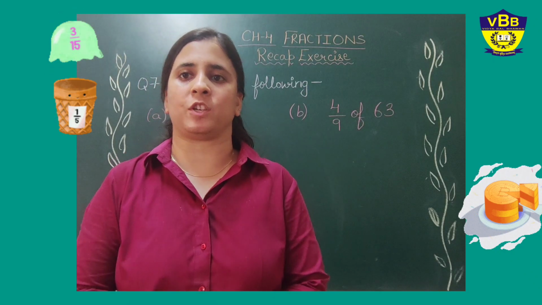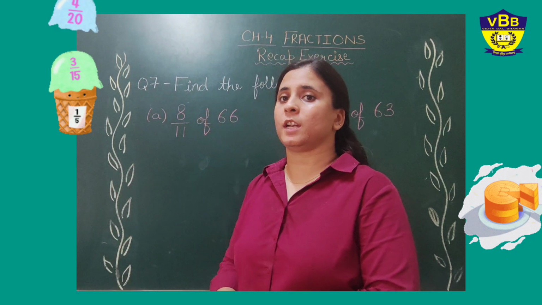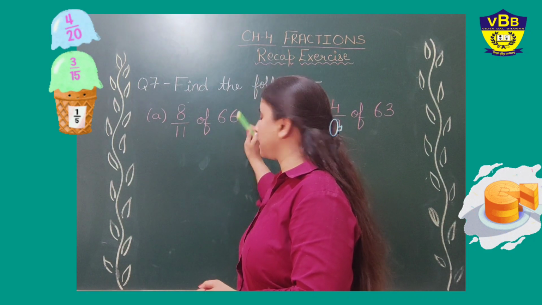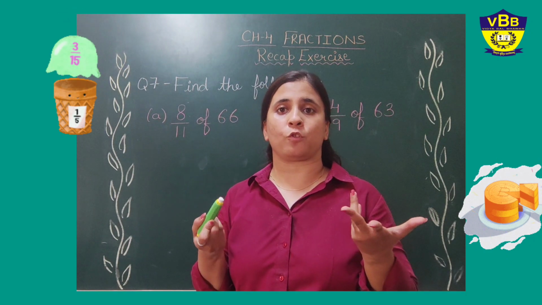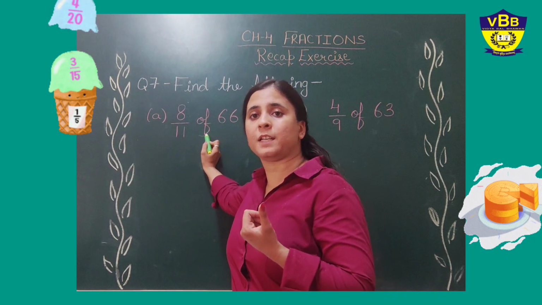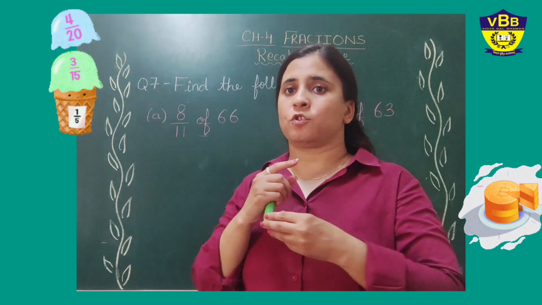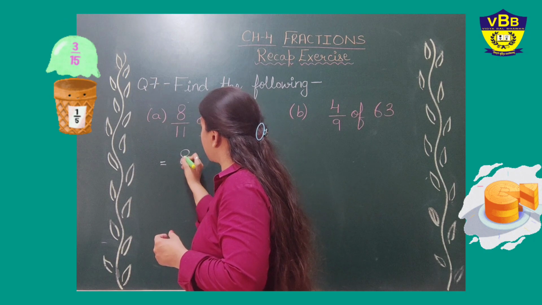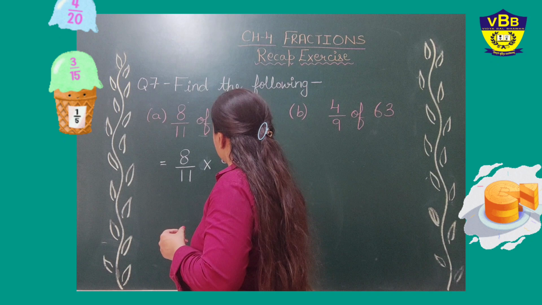Now let us see our last question of the recap exercise. Question number 7. It says find the following. So it is given as 8 upon 11 of 66. Yes. Now here there is no operation mentioned. What you have to do? Of means, but it is written off. Of means to multiply. So what we are going to do here, see, it will become 8 upon 11 multiplied by 66.